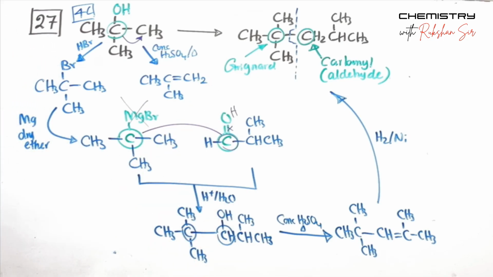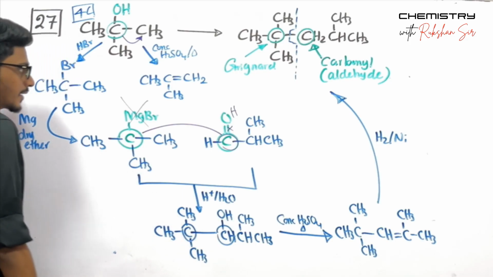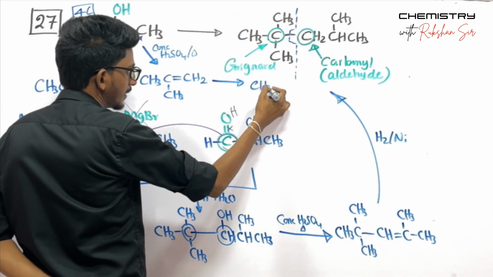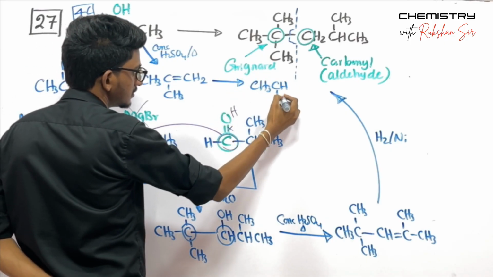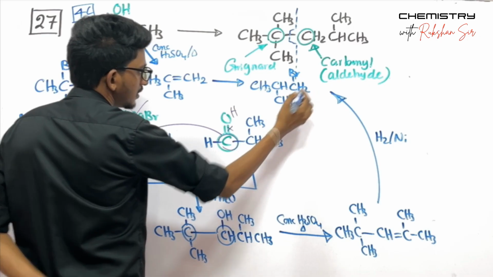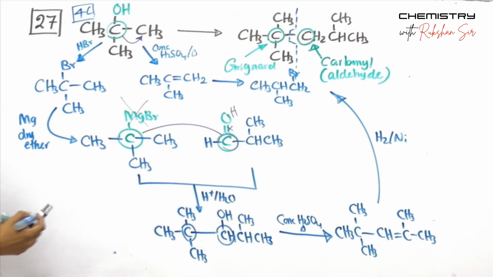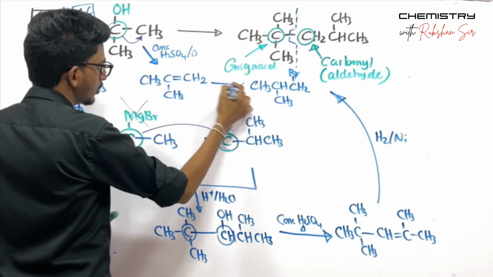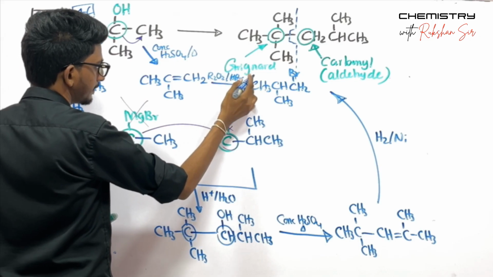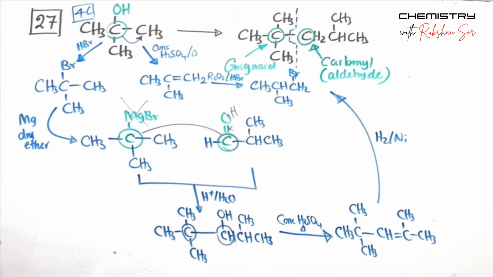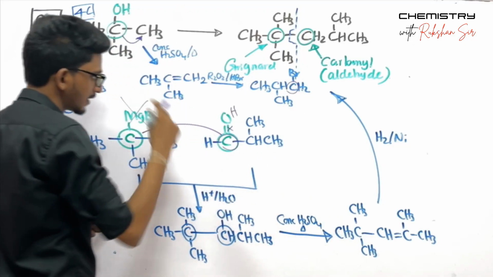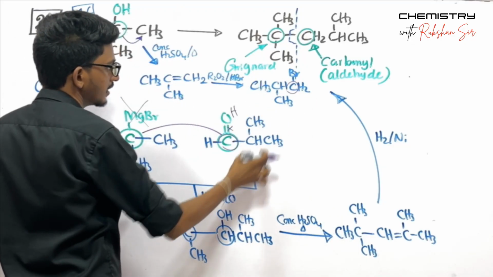Now we need to get the functionality to the corner. Anti-Markovnikov. That can be done by R2O2, HBr. Now we are happy as the functionality is at the corner. This thing is there like this, and the functionality is at the corner.